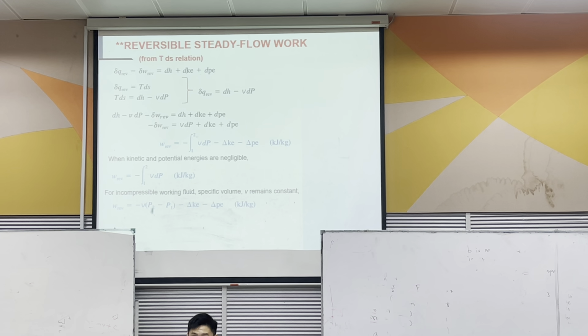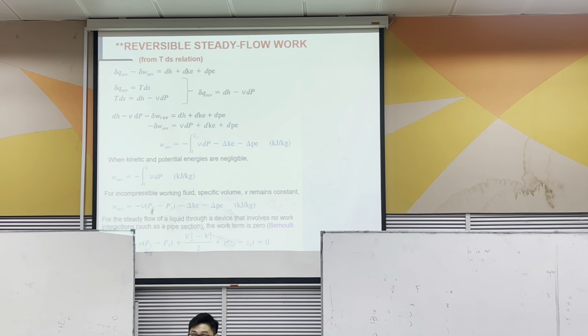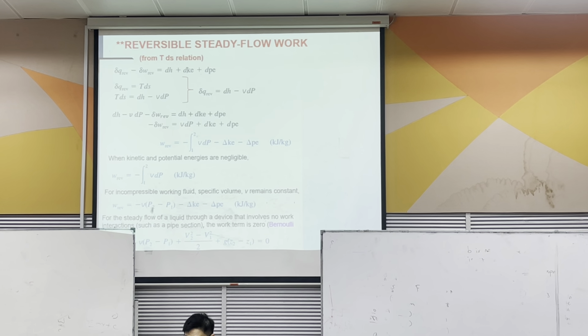So for an incompressible working fluid, whereby specific volume is a constant, then the reversible work is just negative V delta P. I'm just ignoring K and P here. So for the steady flow of a liquid through a device that involves no work interaction, this work term is 0. This is actually the Bernoulli equation. For those of you who have learned the Bernoulli equation, you will see that the pressure term here is actually the flow work in this case.